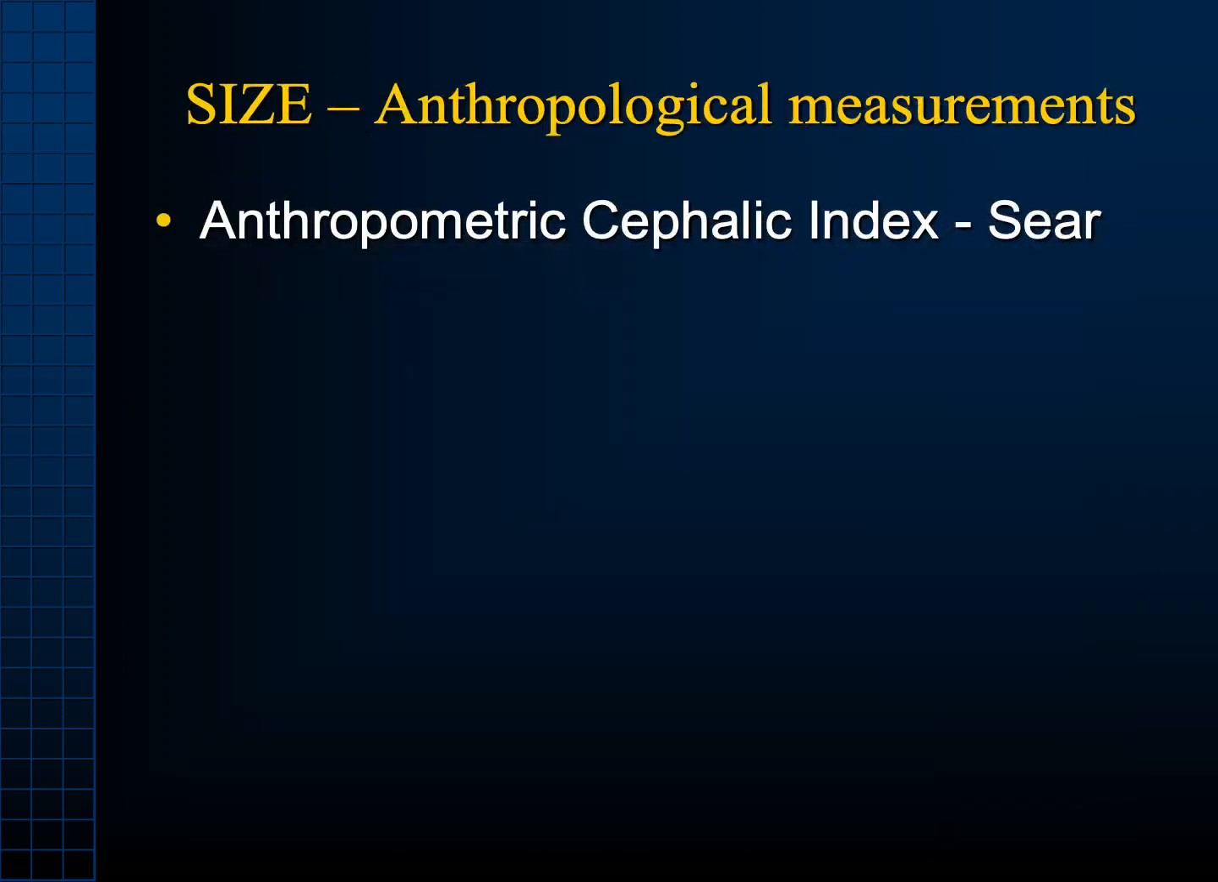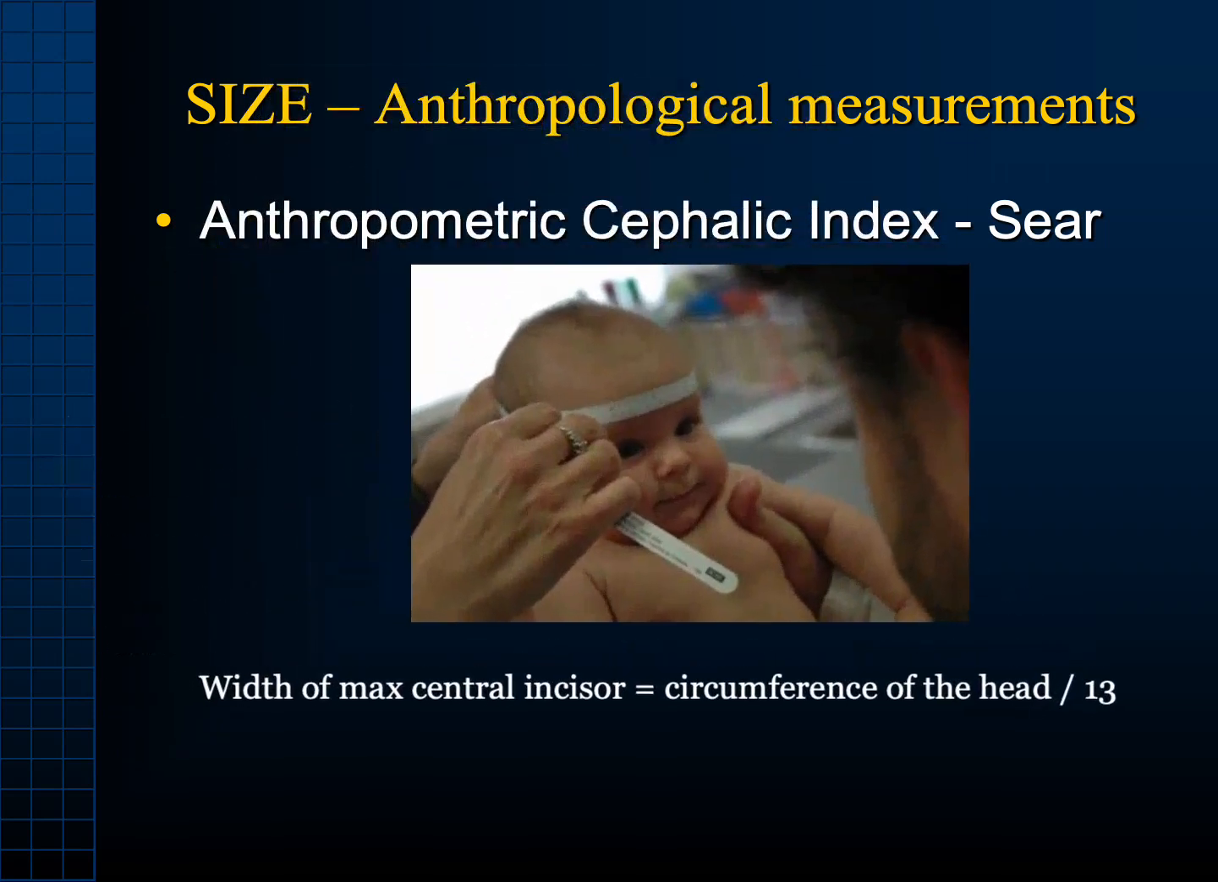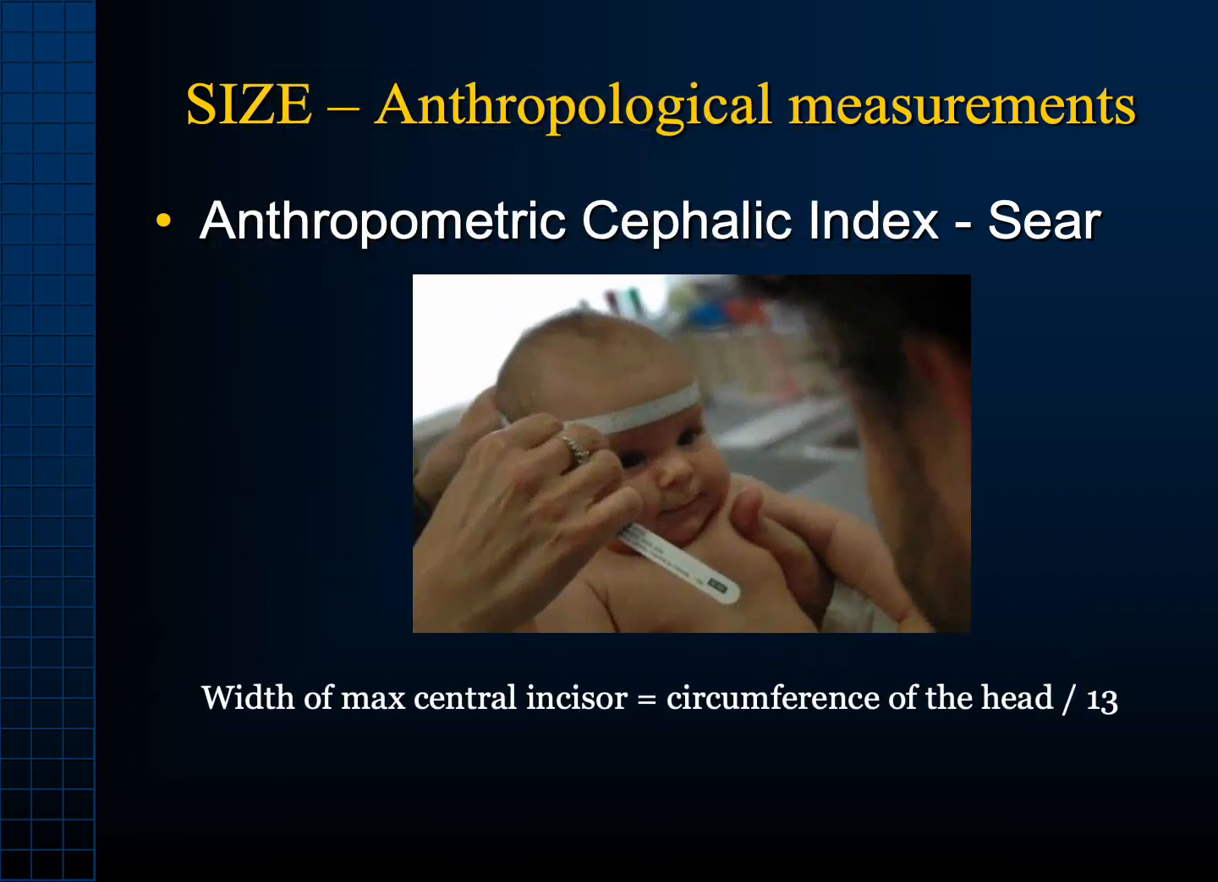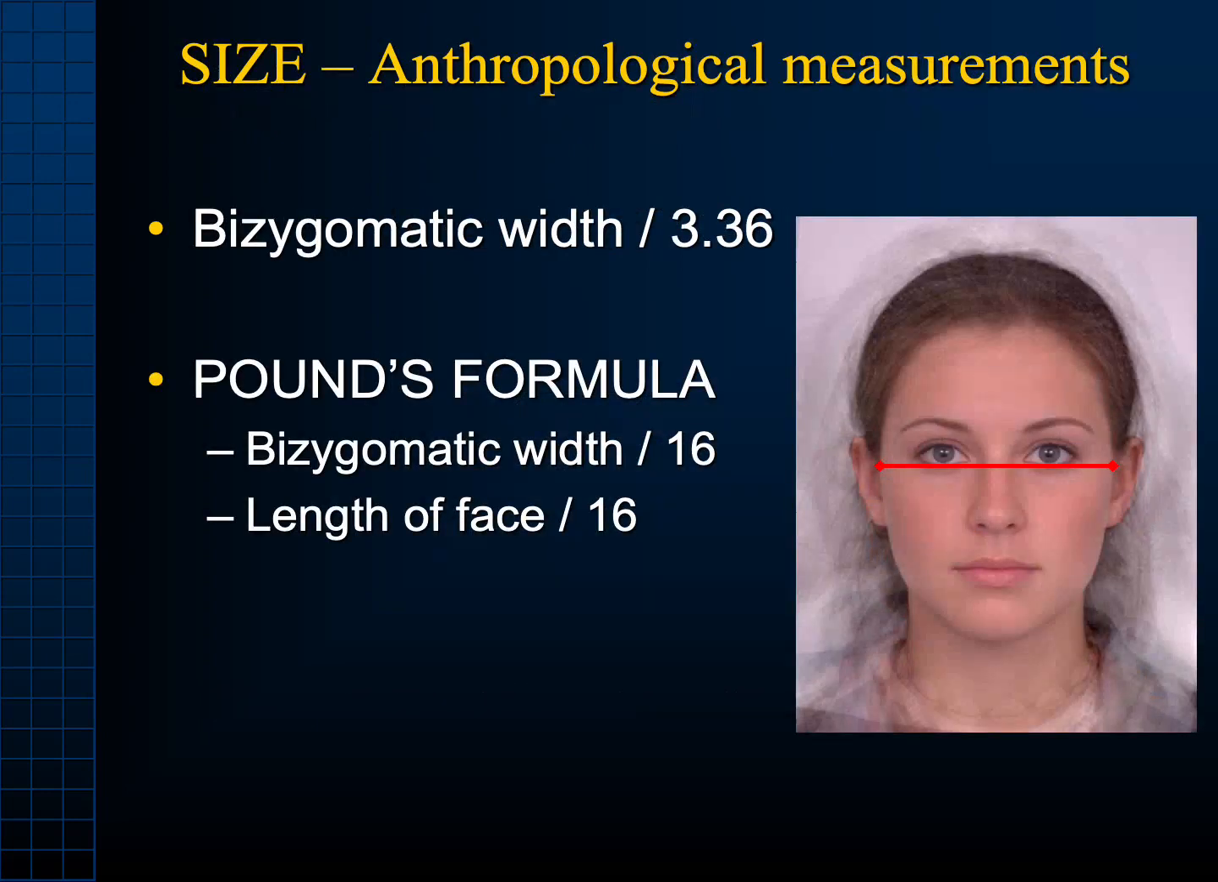Now coming on to the other method, which is called anthropological measurements, there are various facial or body measurements which are used as reference landmarks for selection of anterior teeth. Under that, first we have Sears cephalic index. Sears cephalic index uses a flexible ruler in which the width of the maxillary anterior teeth is equal to the circumference of the head divided by 13.